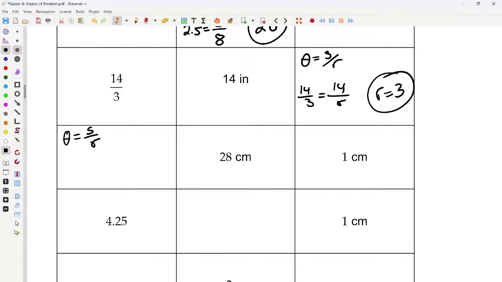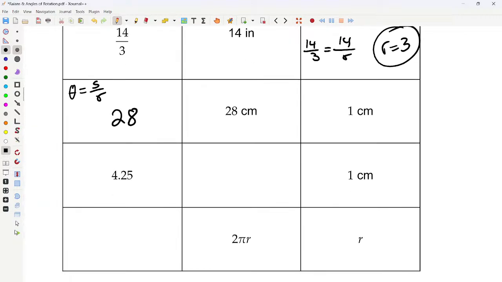Well, that's cool. If R is 1, the arc length is equal to the radian measure. If R is 1, every single time, the arc length and the radian measure are going to be the same thing, the same number value. So I'm not even going to waste time. This is going to be 4.25.